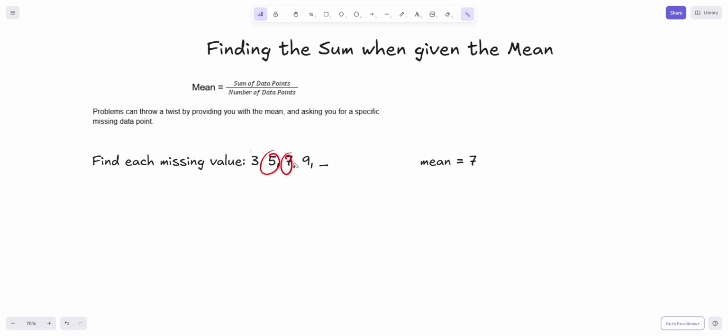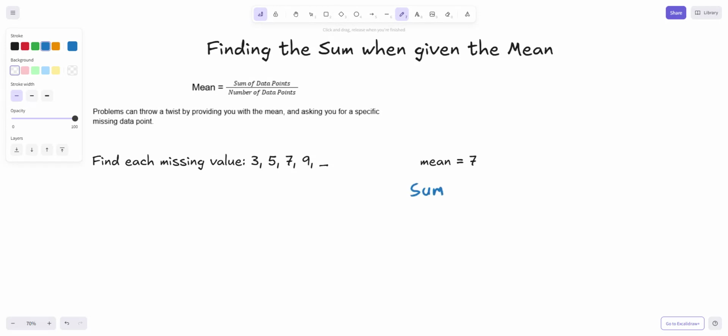We have 1, 2, 3, 4, 5 numbers, and these 5 numbers have a mean of 7. This means that when you do the math, whatever the sum is, that number divided by 5, because there's 5 numbers, should equal 7. This means to calculate the sum, we multiply both sides by 5. So the sum is really 7 times 5, or 35. Again, to find the sum, it's the mean multiplied by the number of numbers, right? These two will give you the sum.